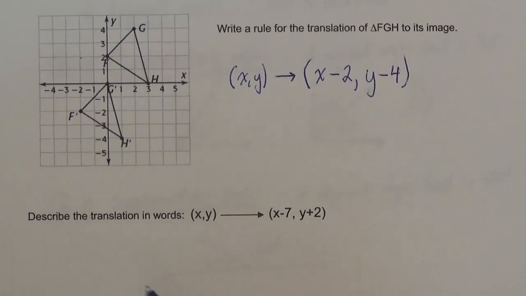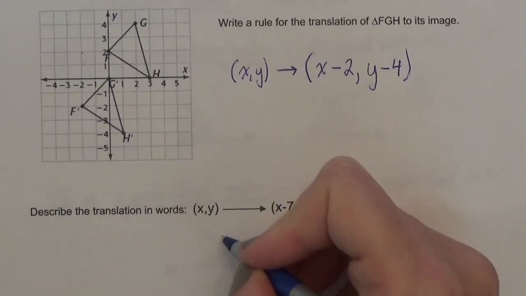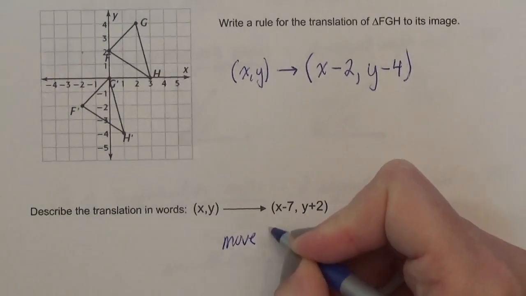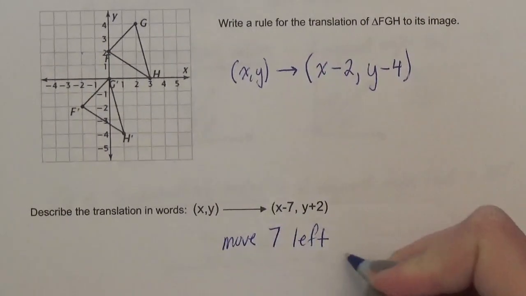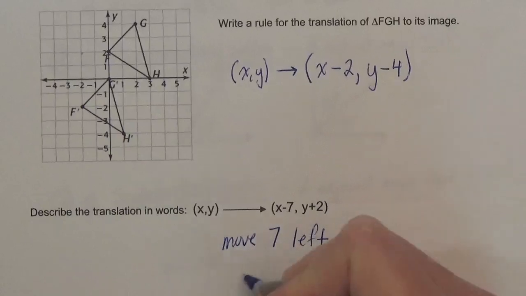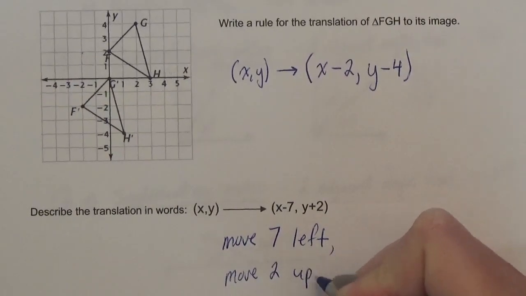And last thing to practice here, describe the translation in words. All right, hopefully this makes sense. This would mean move 7 left, and plus 2 on the Y means up, so move 2 up.